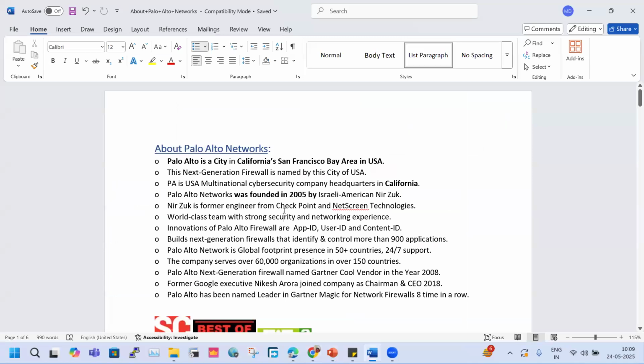So guys, let's discuss Palo Alto Networks first. What is Palo Alto, how was it introduced into the market, and how did it become so popular? First of all, Palo Alto is a city in California, in the San Francisco Bay Area in the USA. This next generation firewall is named after this city. PA is a USA multinational cybersecurity company headquartered in California, and Palo Alto Networks was founded in 2005.